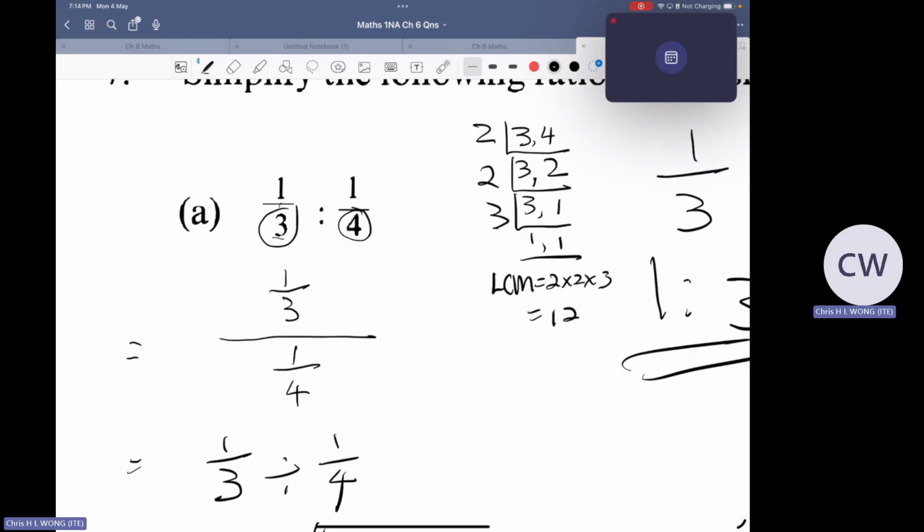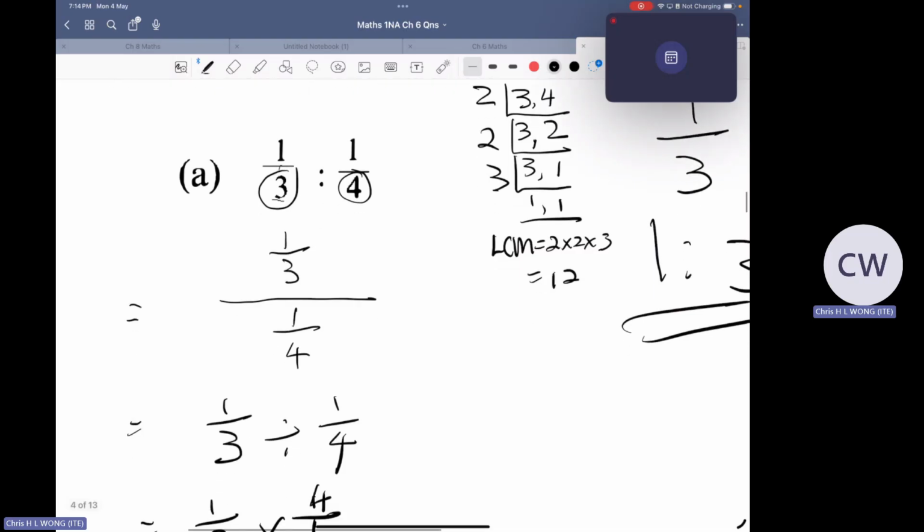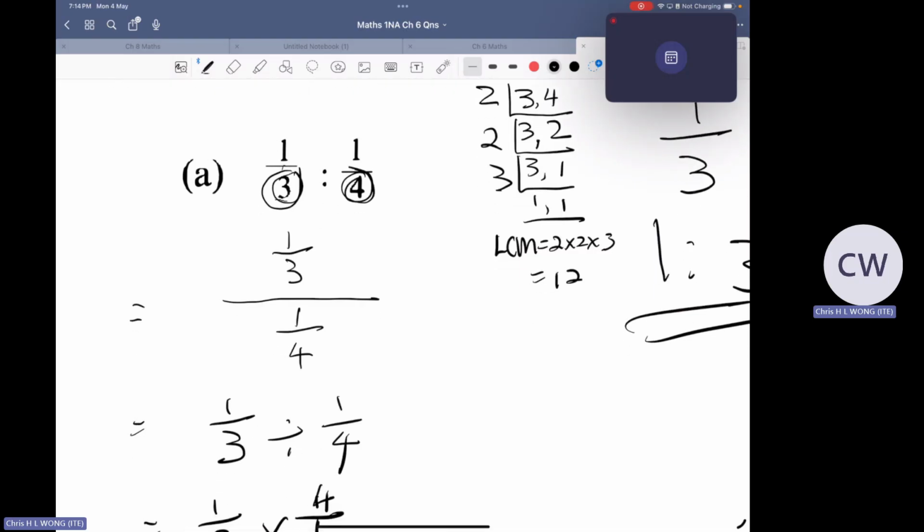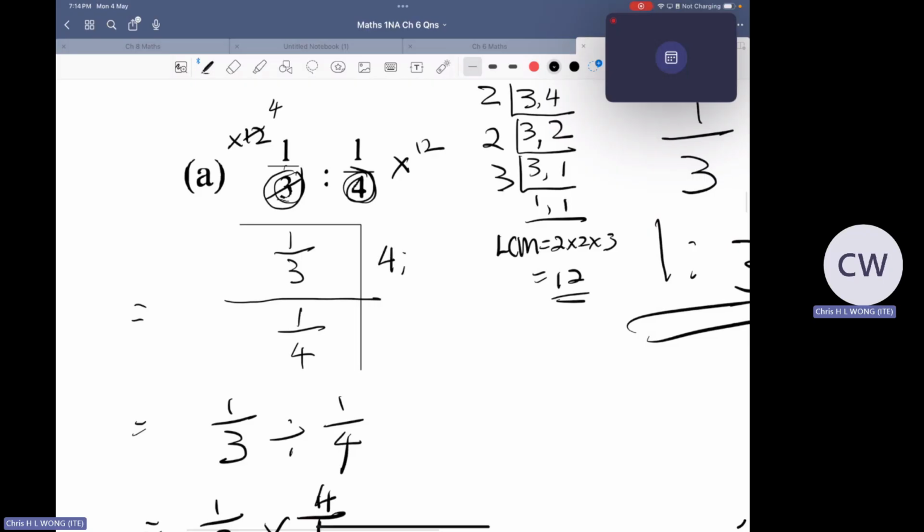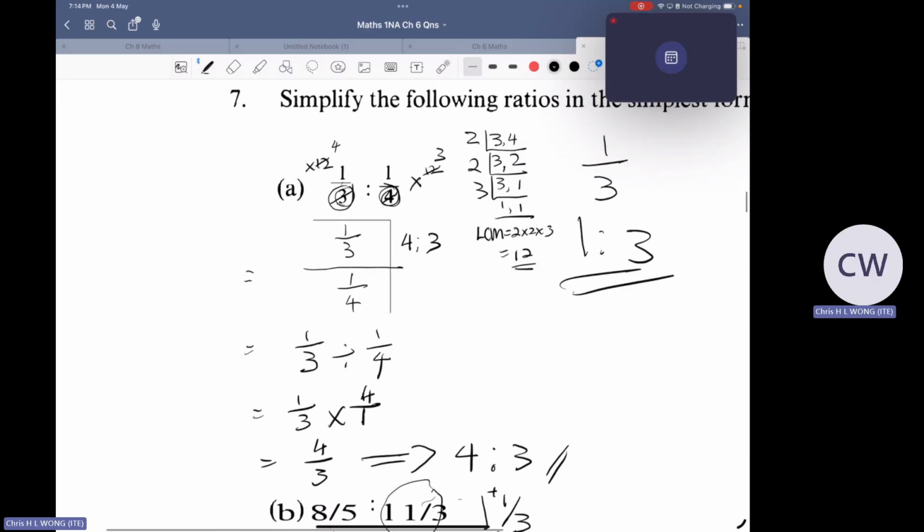Why do I want to do that? All to get rid of this fraction, the denominator. I have 12. All I need to do is times 12, times 12. What do you get? I do it here so that you can see the difference, okay? 1 times 3 is 3, so 12 divided by 3 is 4. 1 times 4 is 4. 3 times 4, 12 is 3. So the answer, you notice, it's the same thing.